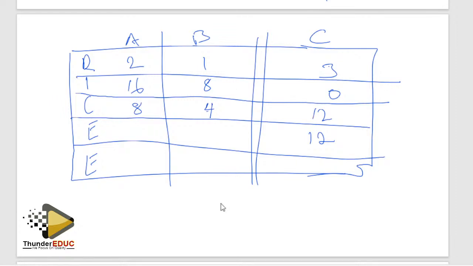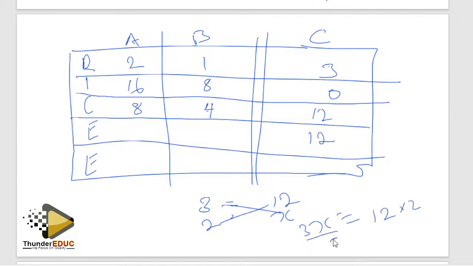You understand? So if 3 gives me 12, then 2 will give me what? It will give me x. When I cross multiply, I can find the x. 3x is equal to 12 times 2. So when you divide, you'll find out it is 8. Now, this one is going to be 8 minus 4, and this one is going to be 16 minus 8. Which gives me 8 here, and then it gives me 4 here.